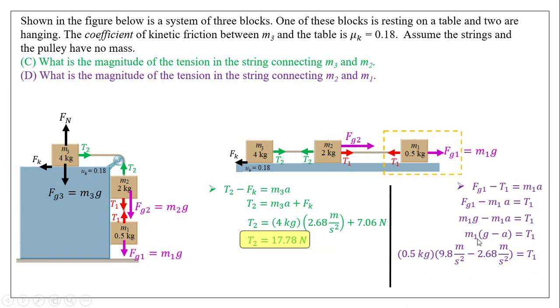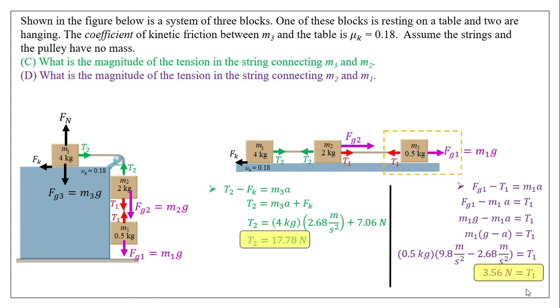Other than that, we know M1 is 0.5, we know that G is 9.8, we plug in again 9.8 here because we take the line of motion to be positive. So be careful with your negative signs. Get comfortable with it and make decisions that make sense. All right, A here is 2.68. Therefore, if you simplify this in your calculator, you just get a value of 3.56 newtons. So that is the magnitude of T1.